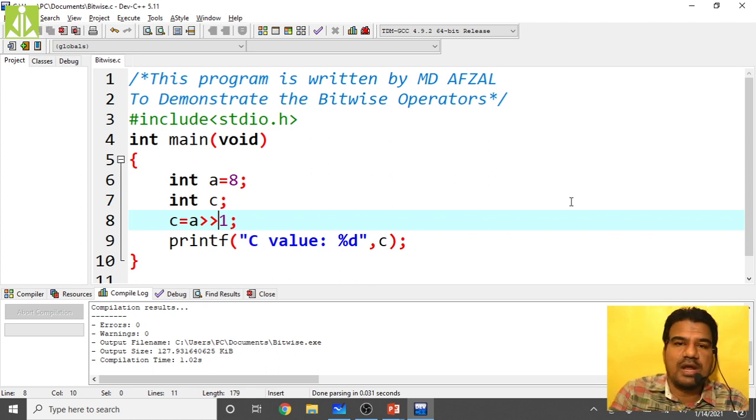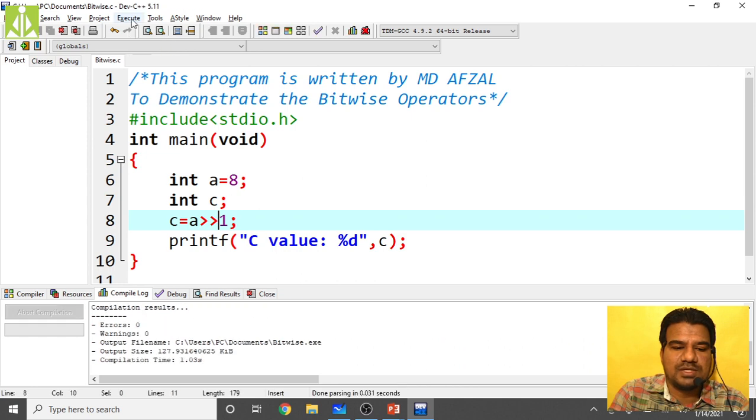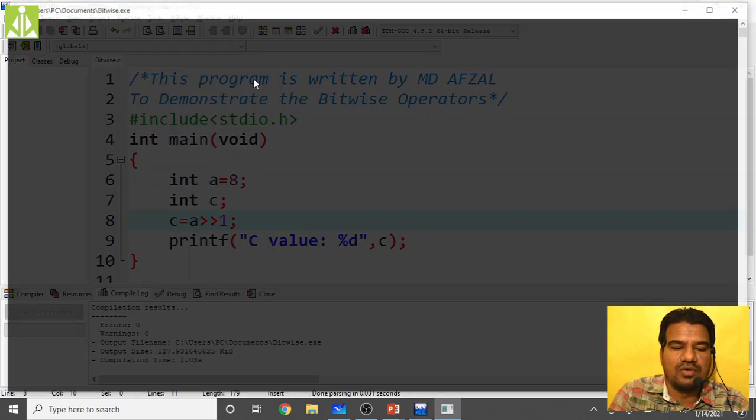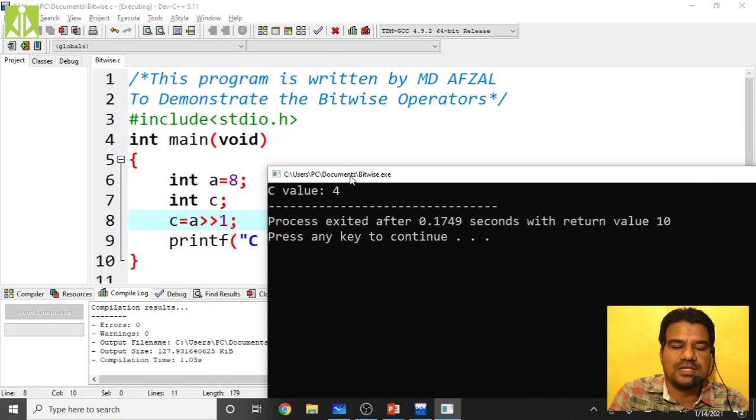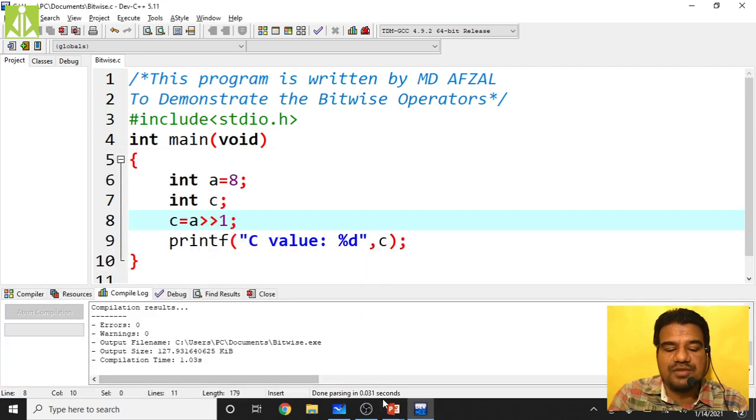Now save the program, compile. Compilation successful, and execute. You will get the result as 4. As you can see, we are getting the c value as 4. That means the value gets divided by 2 in right shift operation. Perform the right shift one more time.